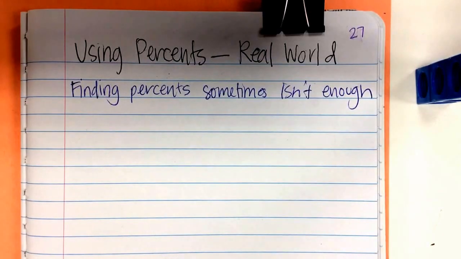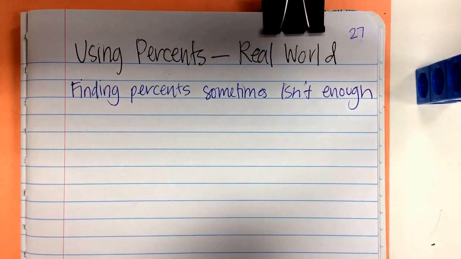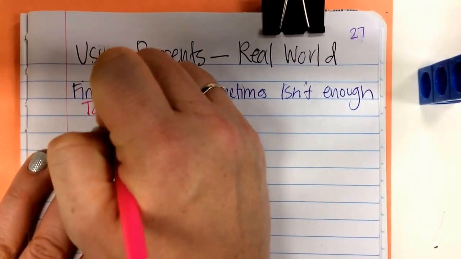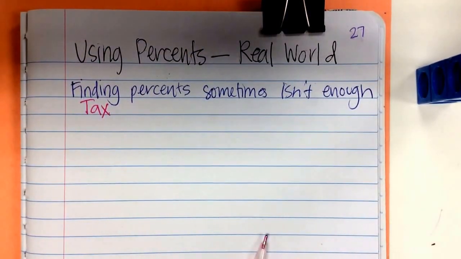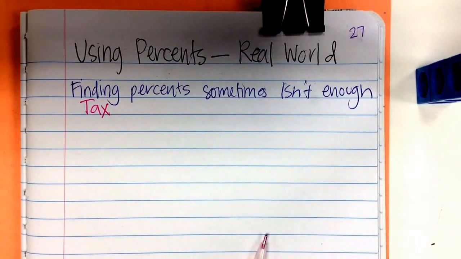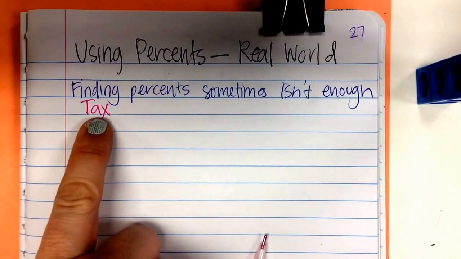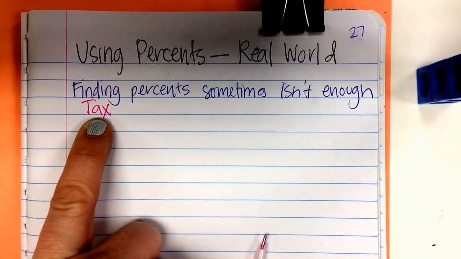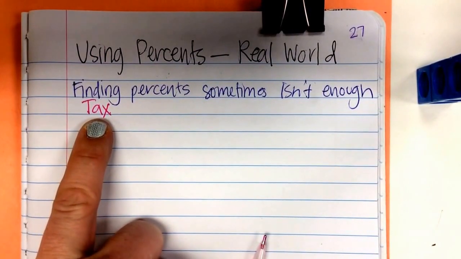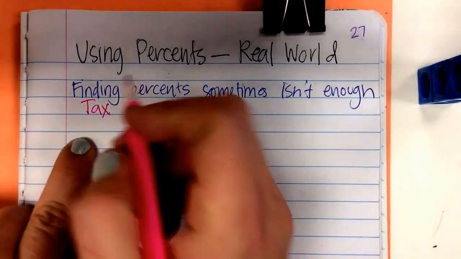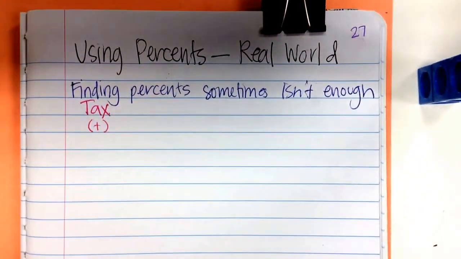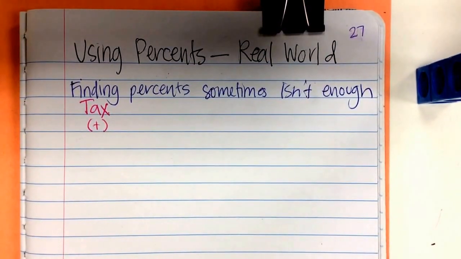Because in real life, when we do percents, we encounter a percent like paying tax. You ever been to the Dollar Tree? Everything's $1, right? So if I buy 10 things, it doesn't cost me $10 because of tax. Does tax make things more expensive or less expensive? So when you find tax, you have to add that number back in.